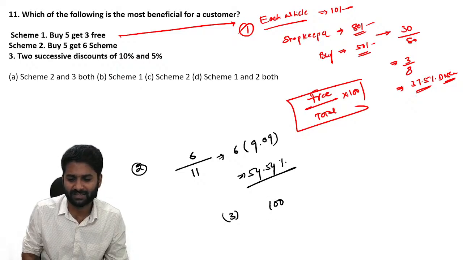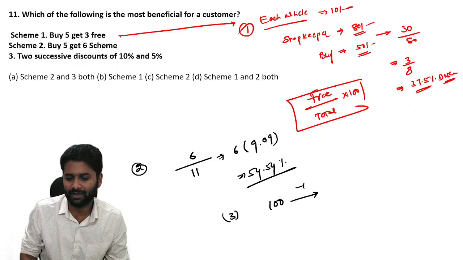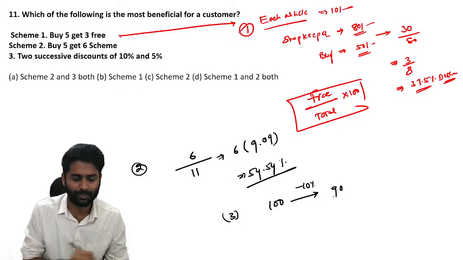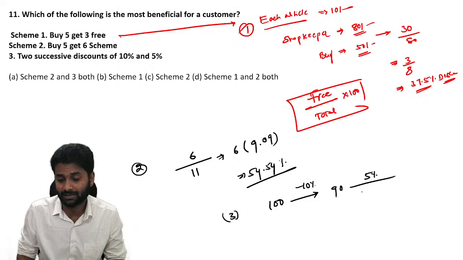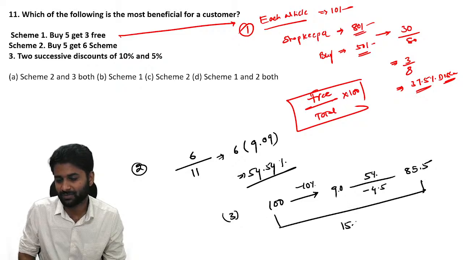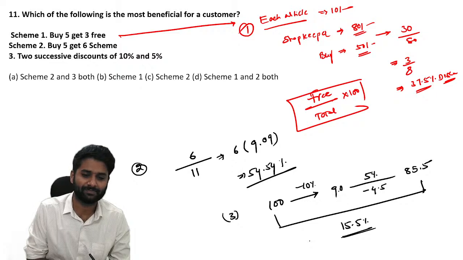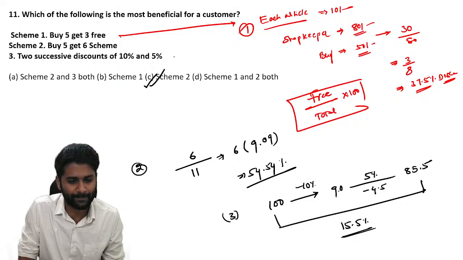It means, for example, let us consider that initially we have an article of 100 rupees. Now we got a 10 percent discount. Now for the article you have to pay 90. But again you got a 5 percent discount. See, 5 percent of 90 is 4.5. See, 90 minus 4.5 is 85.5. From here to here, how much discount did you get? It's a 14.5 percent discount. So out of these three, which is the most beneficial for the customer? Scheme 2 only.